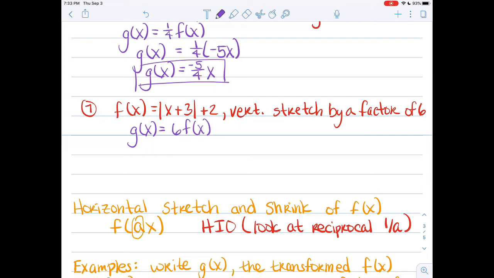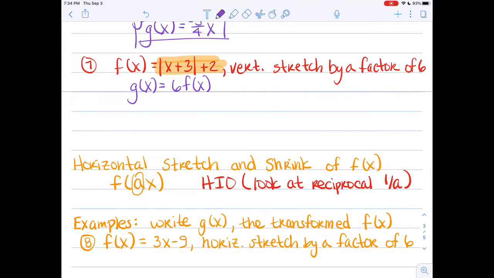Now, our function f of x is this entire thing. We have something in absolute value bars and something outside of absolute value bars. We're going to have to multiply everything by 6. So it's going to look like this. g of x is equal to 6 times this entire f of x function. So I'm going to add some parentheses here so that I can put x plus 3 in the absolute value bars and plus 2 and then close up those parentheses. Remember that 6 affects both pieces, both the absolute value piece and that 2 that is added to the end.